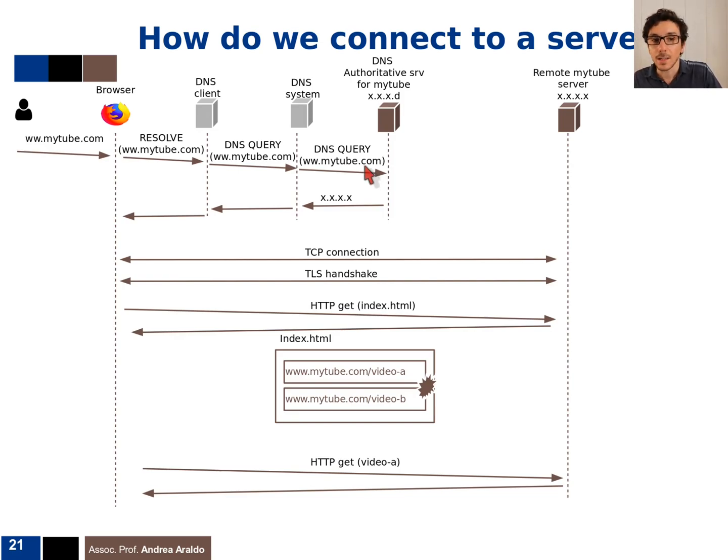Okay. These are organizations that you contact, you pay them, and you say, look, I am a new website, my name is mytube.com, and my DNS server has address XXXD. So whenever you receive DNS queries for mytube.com, please forward these DNS queries to my server at XXXD. So if you do so, now you are reachable from the rest of the internet.